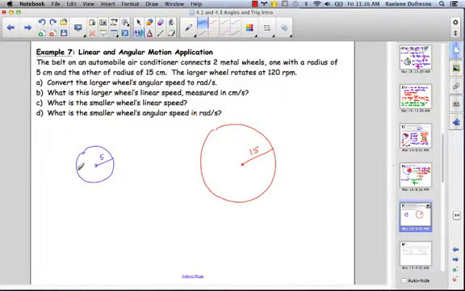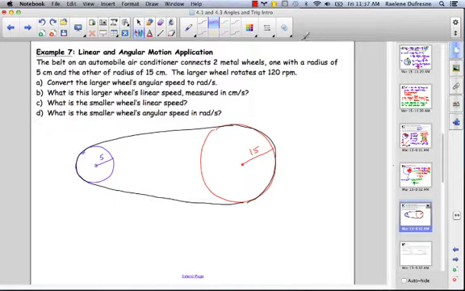Really see where I'm going. So the belt goes around and connects the two wheels. Okay, the larger wheel rotates at 120 RPM. We do need to be careful of the units and recognize what this quantity is. RPM is rev per minute, so this is an angular speed.